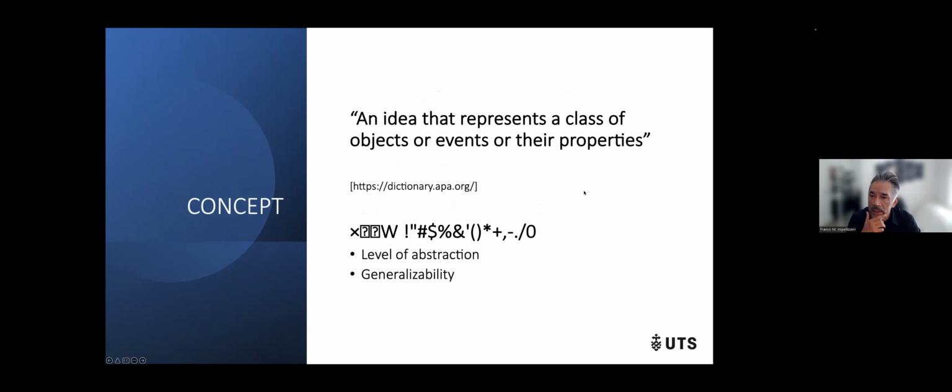A concept is an idea that represents a class of objects or events. Anyway, the difference between construct and concept can be interpreted in two ways: in terms of levels of abstraction, so normally constructs are a higher level of abstraction, or in terms of generalizability. Normally you use concept for something more tangible, let's say. So it's a different level of abstraction.